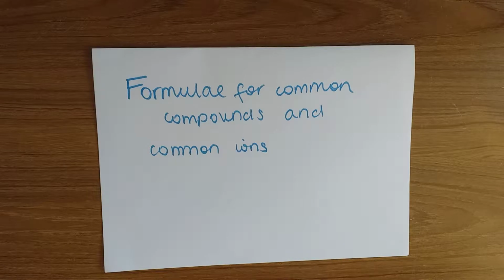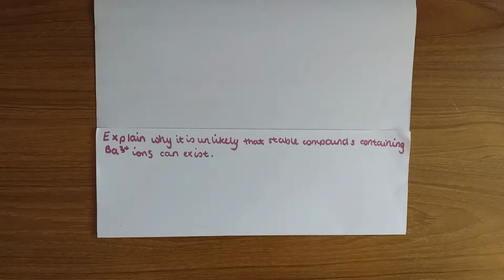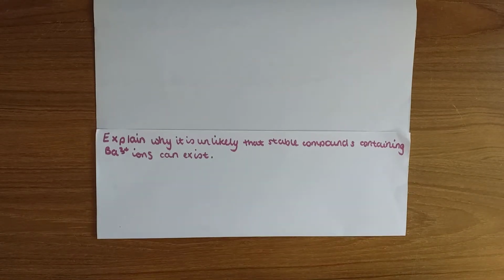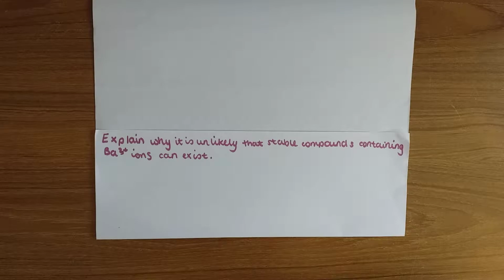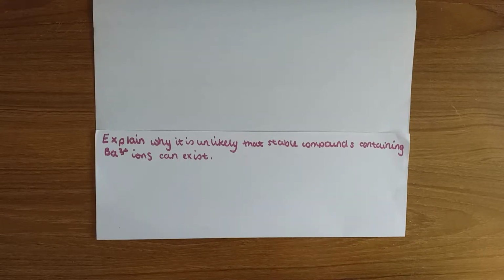In today's video, I'm going to share some past paper questions and all the other questions I could find about formulae for common compounds and common ions. So, let's get started. The first question I found is: explain why it is unlikely that stable compounds containing barium 3+ ions can exist.